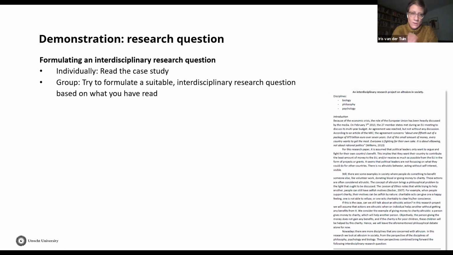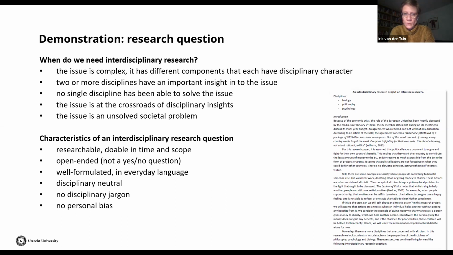And of course, there are no right or wrong answers, but there are some guidelines that we always provide in the pressure cooker for what are the ingredients of a suitable interdisciplinary research question. And we always talk about this issue on two levels. So when do we need interdisciplinary research, and what are the characteristics of an interdisciplinary research question?